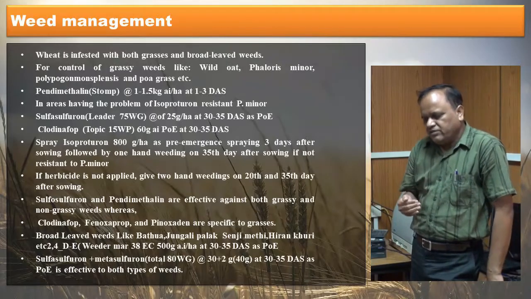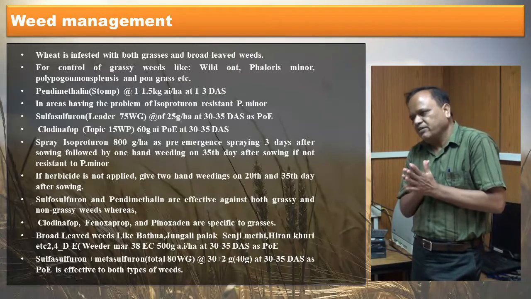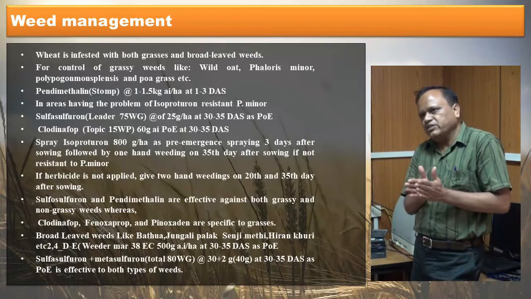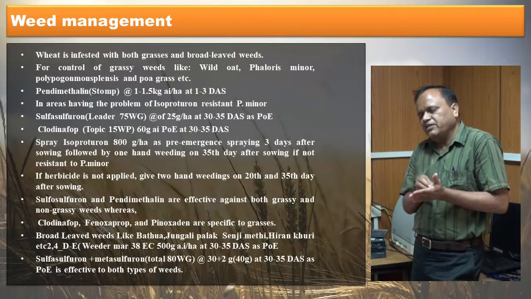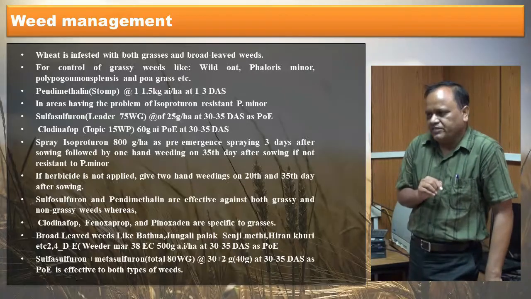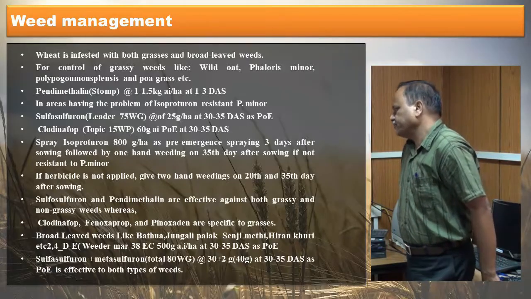just after the sowing of the wheat. That means from the day on which we sow the seed to 3 days. So 0 to 3 days it should be applied as a pre-emergence herbicide.